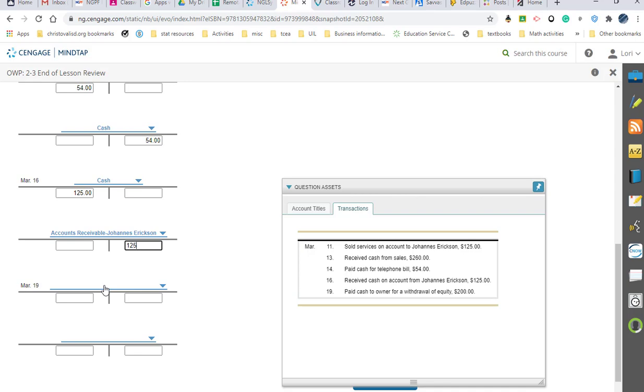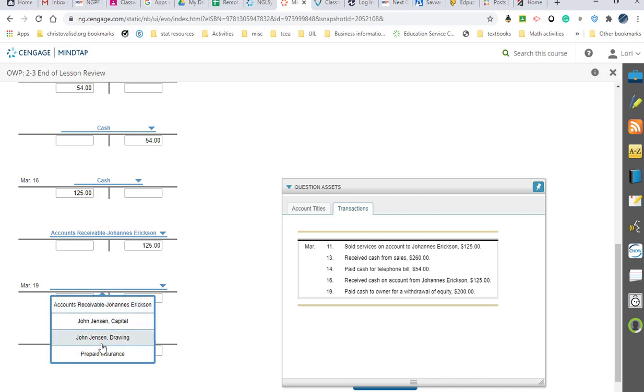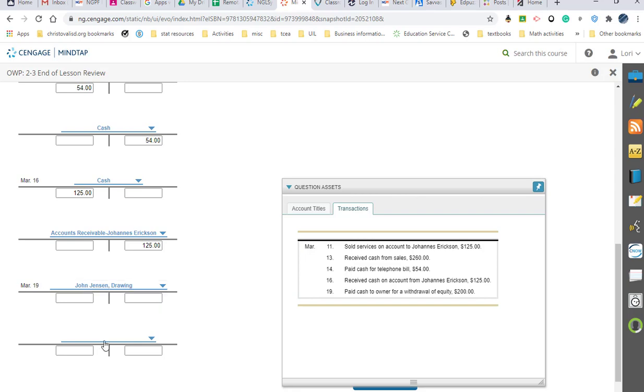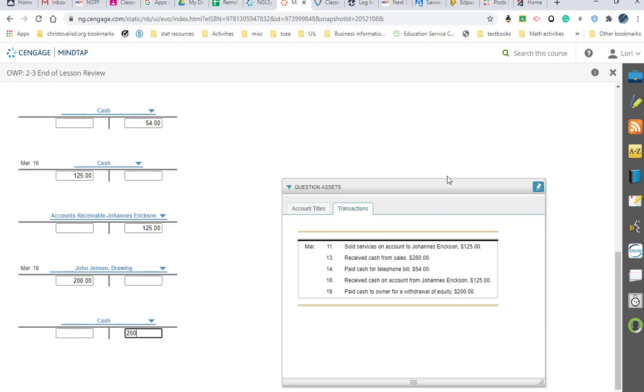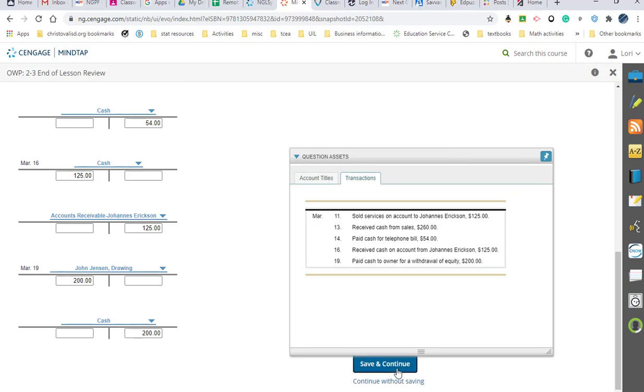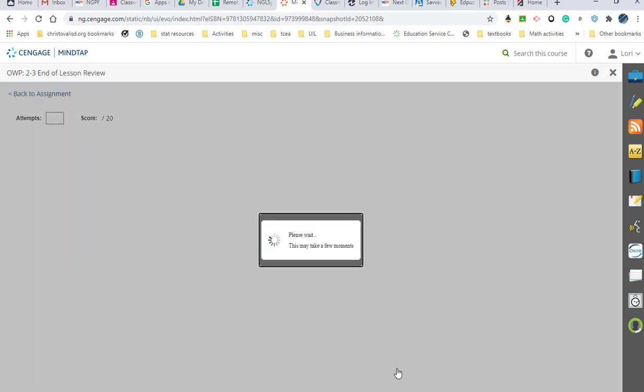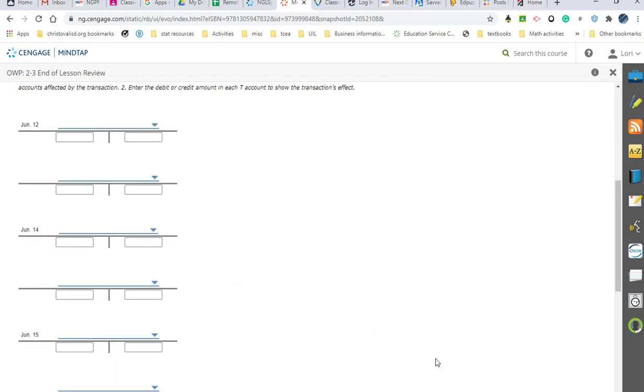Pay cash to owner for withdrawal of equity. So cash is decreasing. Drawing account is increasing. So we increase your withdrawals as a debit, and we decrease our cash as a credit, and $200. And then check your work. Save and continue. And now we'll go on to the next one, and y'all will do this on your own.